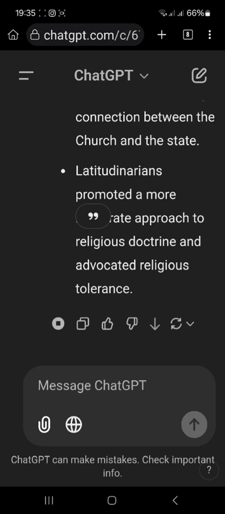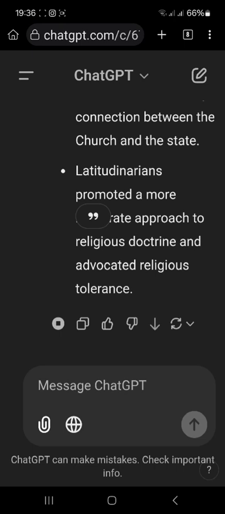Different factions and their role in the revolution. 1. Non-jurors. Anglicans who refused to take the oath of allegiance to William and Mary, remaining loyal to James II as the rightful king despite his exile, and opposed the revolution.